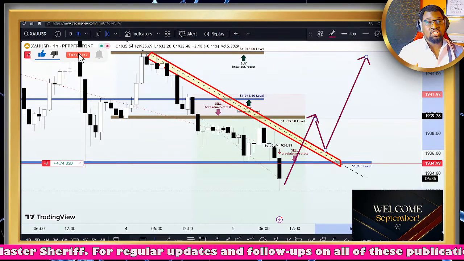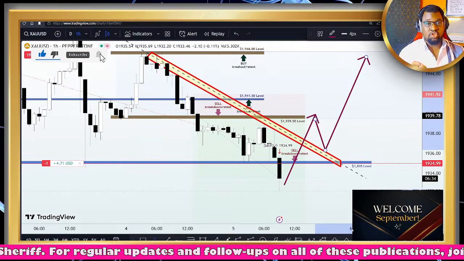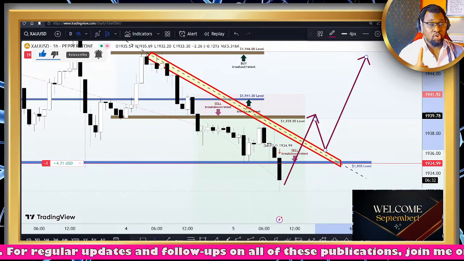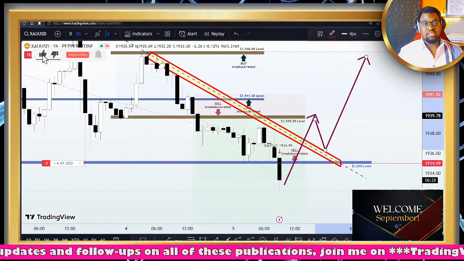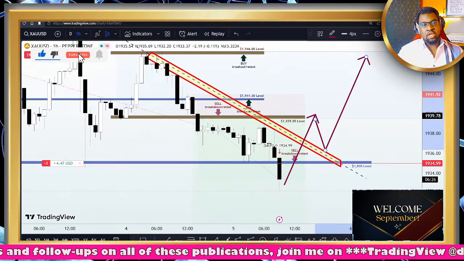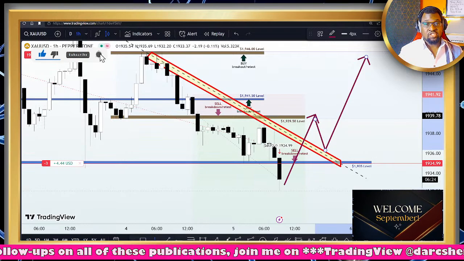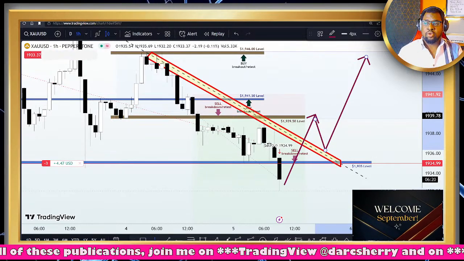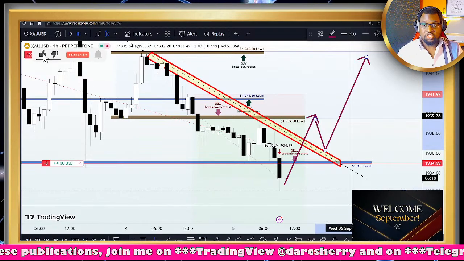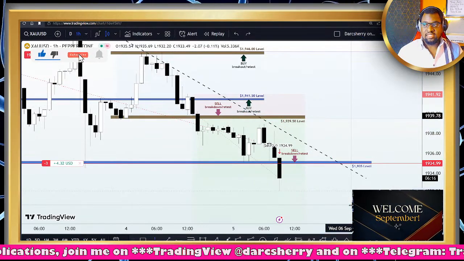So the only condition that will make us buy the XAUUSD today is for price to break out of that descending trend line. But if price still remains below the descending trend line, we shall feel very comfortable with our bearish bias in this particular market. So that is how we are going to be managing our position on the XAUUSD for today.